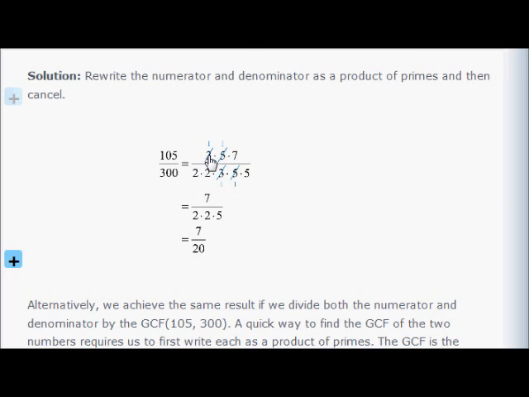What can we cancel? We've got a 3 here and a 3 here. We've got a 5 here and a 5 here. We can cancel all of those. We're left with 7 in the numerator. And in the denominator, we have 2 times 2 times 5. Okay, so 7 over 2 times 2 times 5. 2 times 2 is 4. 4 times 5 is 20. So we end up with 7 over 20.